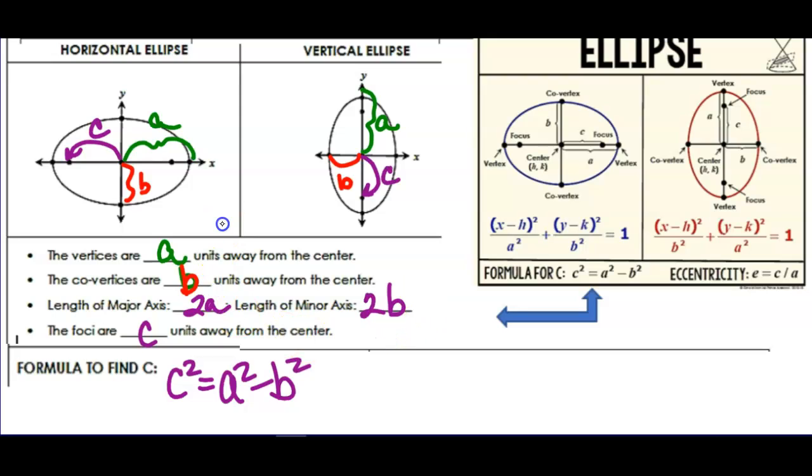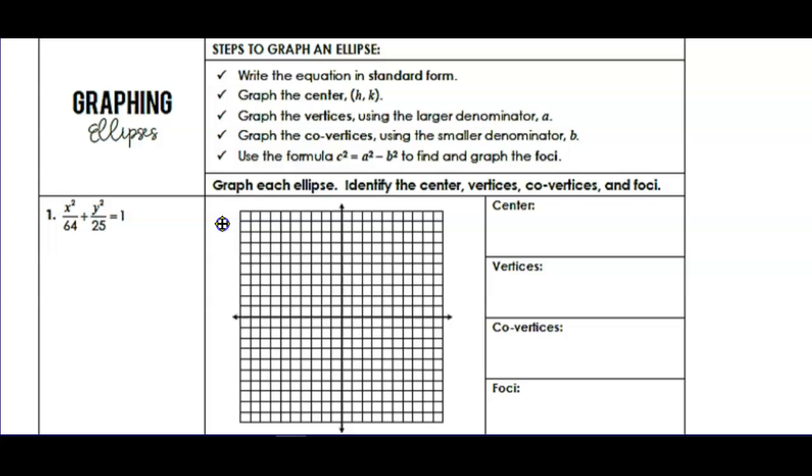All right, I hope you're getting the idea. So when you go to graph these, you're going to write it in this form if it isn't already, and I'm only going to do them in this form this year, so is Khan Academy. You're going to find the center H, K. This one has no shift, so the center is at 0, 0. There's no X plus or minus or Y plus or minus anything up top.